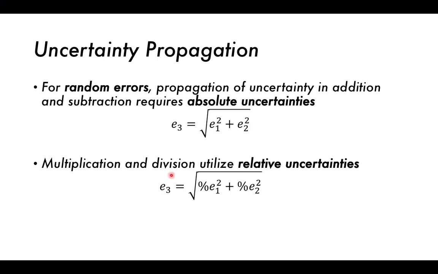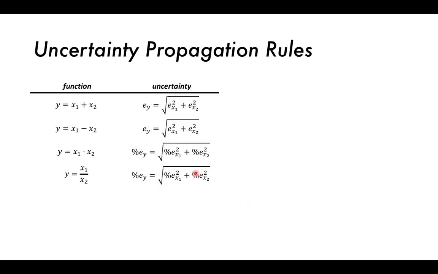Then if it's multiplication and division, we utilize the relative uncertainties. So here we have the relative uncertainty of step 1 plus the relative uncertainty of step 2, both of which are squared, and then we take the square root. So we will have the error in multiplication and division steps. There are some rules with that. Here are the ones that we saw a moment ago for addition and subtraction. Then we also have those for multiplication and division. These are using the absolute uncertainties. Here we have the relative uncertainties.